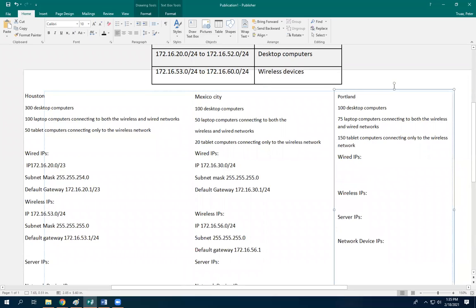And then finally Portland IP 39. Let's go. 0. I'm going to default.